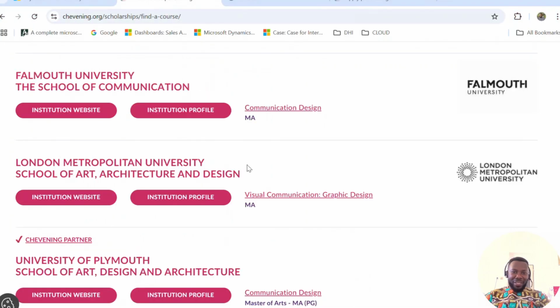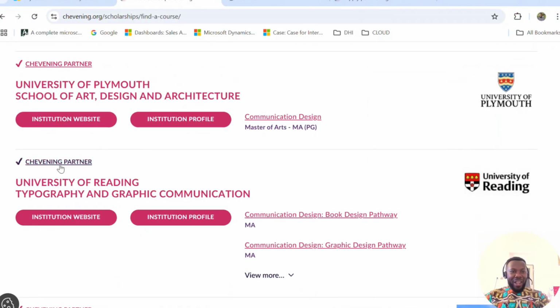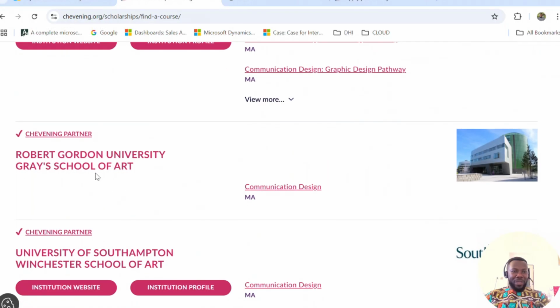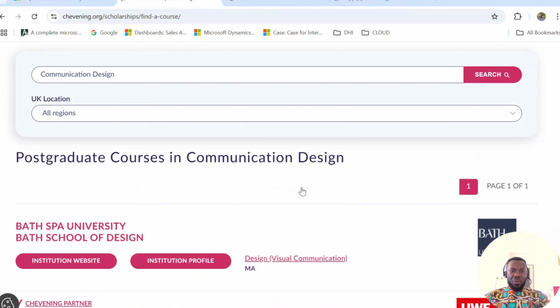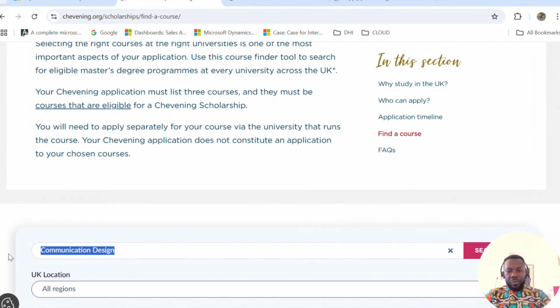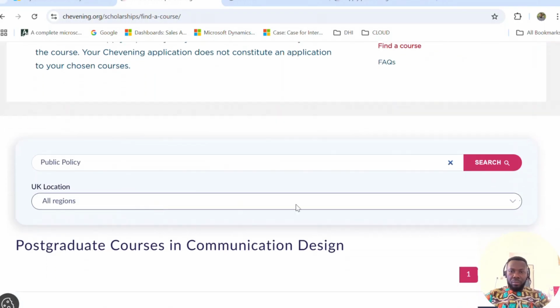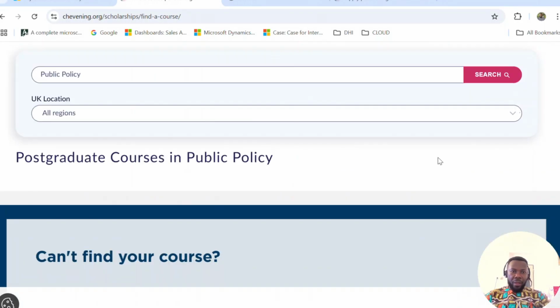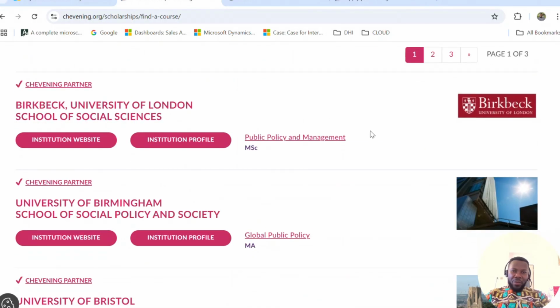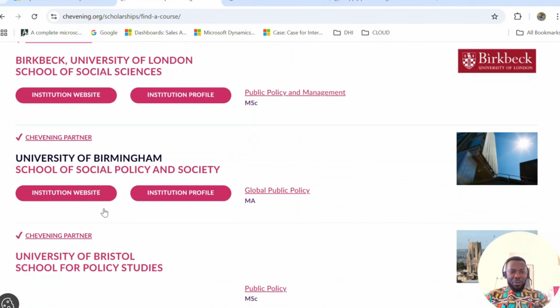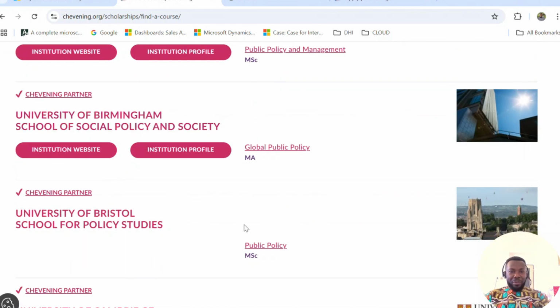And then I would go again to my second choice. Let me go back and check what other programs I might be interested in. Robert Gordon University, Grade School of Art. Again, they have communication design there. So I can go for this, or I can go for, let's say, public policy. MA Global Public Policy, University of Birmingham. So I'm going for University of Birmingham.